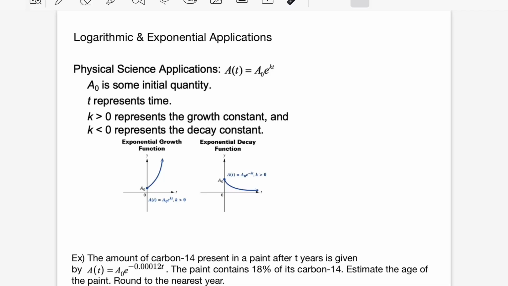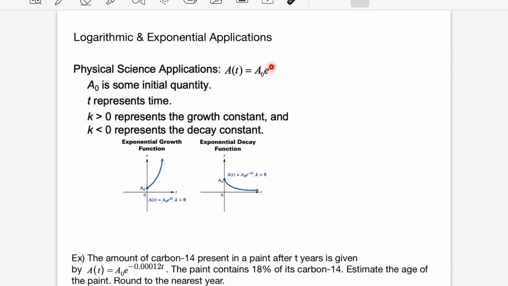In this video, we're going to go over section 6.6 from our textbook, which is on log and exponential applications. So we'll start with this formula here, which is our formula for population growth or decay. This A of t here represents the total population after some time t. A naught is going to be our initial quantity. T represents time in years.